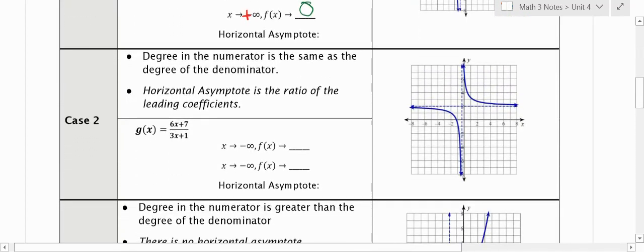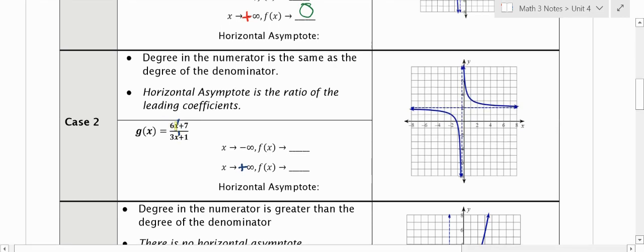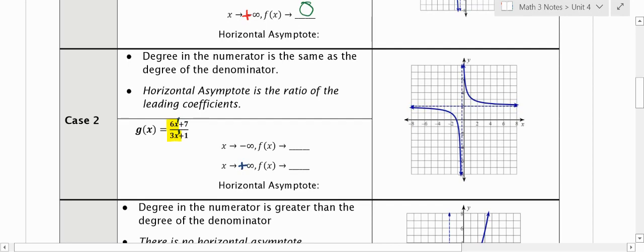The second case we have is what happens when the degree on top is the same. So again, you can see this is an example where we have x is a 1 degree, this is a 1 degree. So what happens when the degree on top and bottom are exactly the same? So it is still going to have a horizontal asymptote. What we're going to find though is it's actually going to be just a ratio of those leading coefficients.